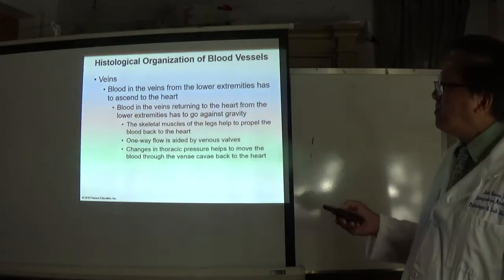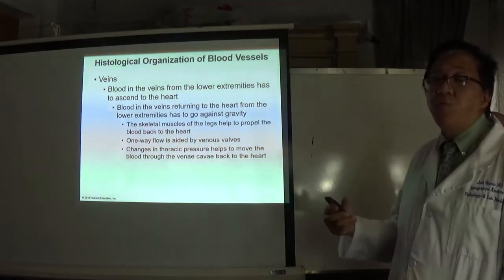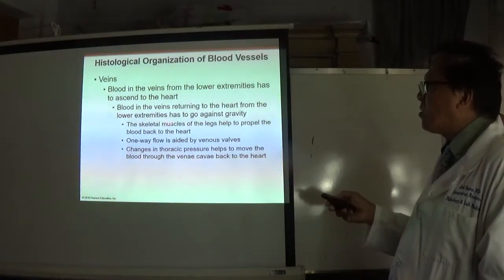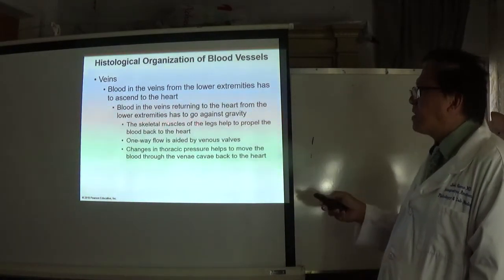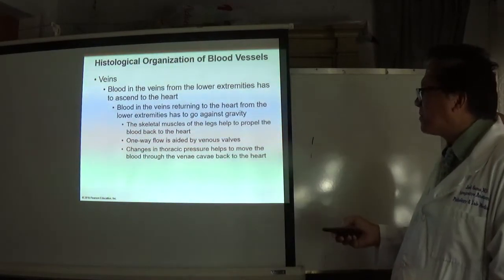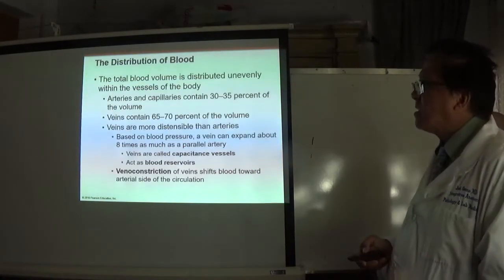And again, the veins in the lower extremities have to ascend to the heart. So these are ways by which we can bring the blood from the feet and the leg to the heart via what we call a muscular pump. So they propel blood back to the heart, and the valves prevent backflow. And even changes in the thoracic pressure can allow movement of the blood.